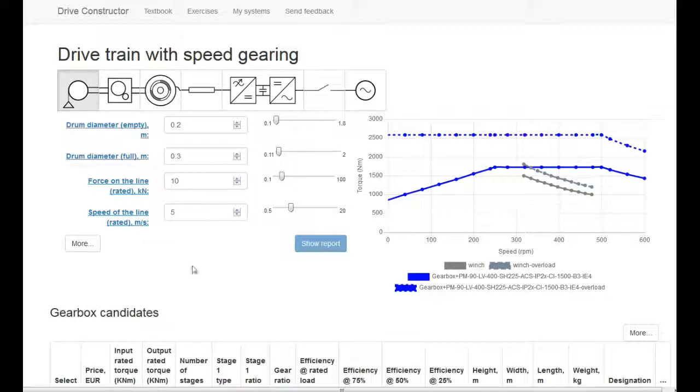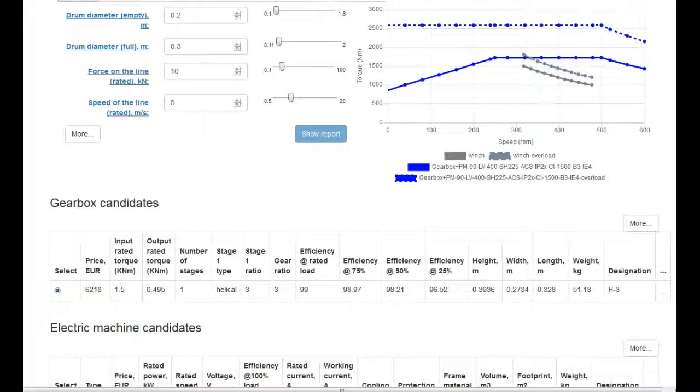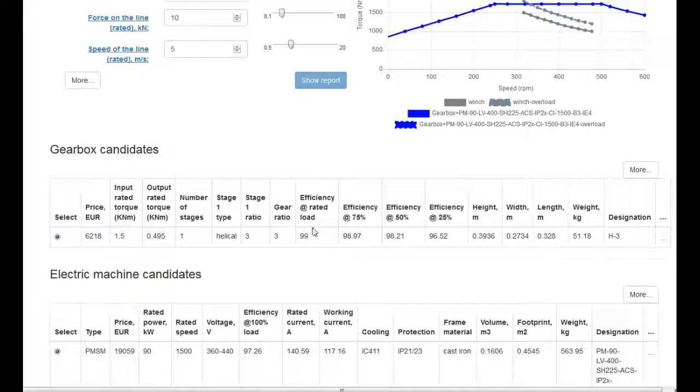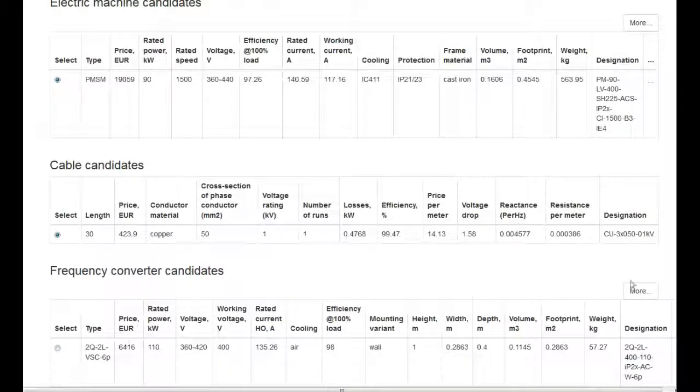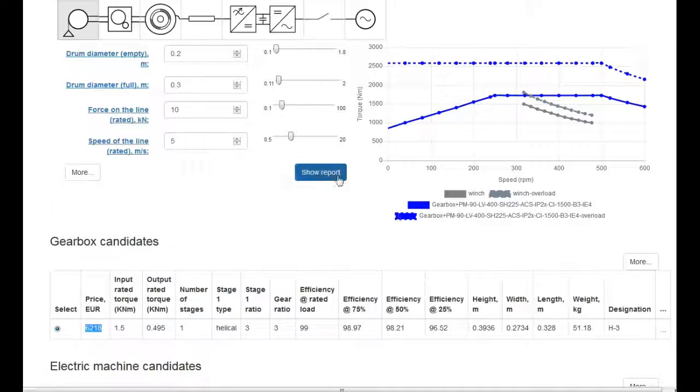Now here let's look at the case with the gearbox. So the electric machines will have higher speed than in the previous case because they are geared up 3 times. So in this case we took helical gearbox with gear ratio of 3, just one stage, and the motors you see are immediately in the 1500 RPM range. So the machines are much smaller than before, but the frequency converter is more or less the same.